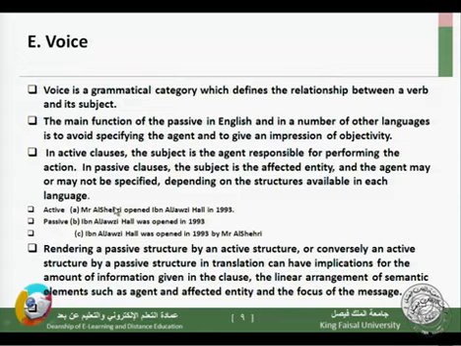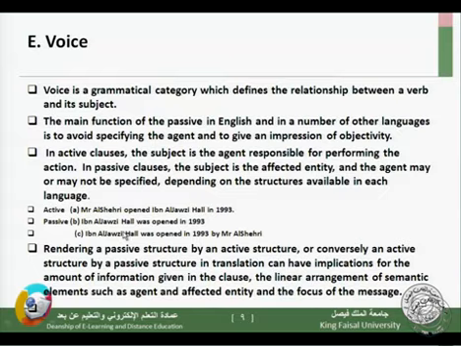And voice defines the relationship between the subject and the verb. Passive, look at passive. Ibn al-Jawzi Hall was opened in 1993. By who? We deleted Mr. Al-Shihri because we are not interested in him. We are being objective. We don't want to specify the agent. We don't want to mention the agent. We are being objective and we don't want to mention who opened it.